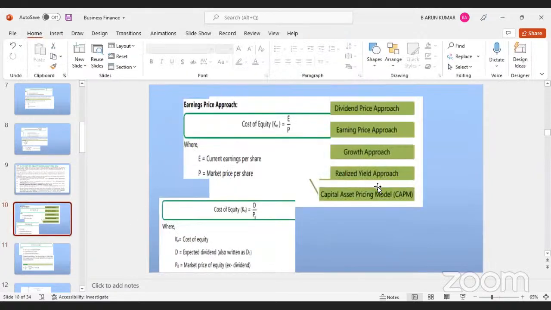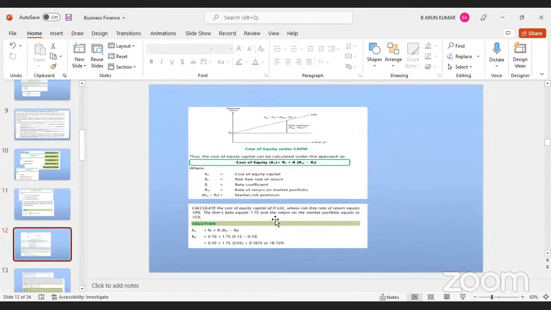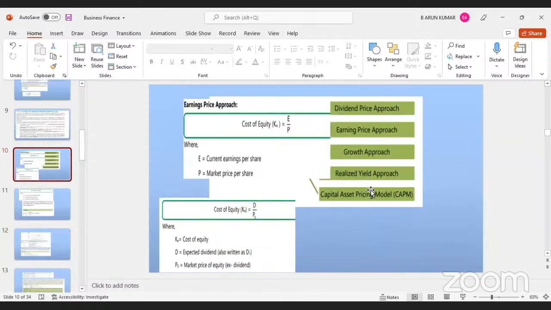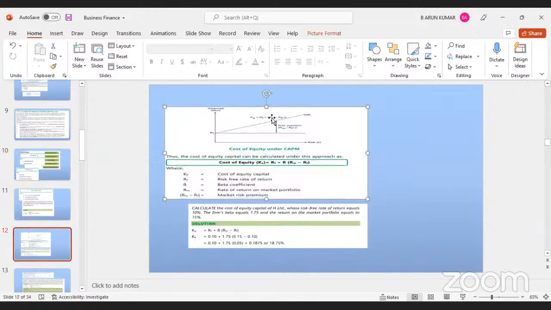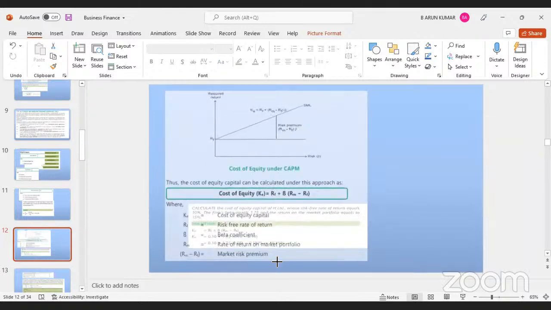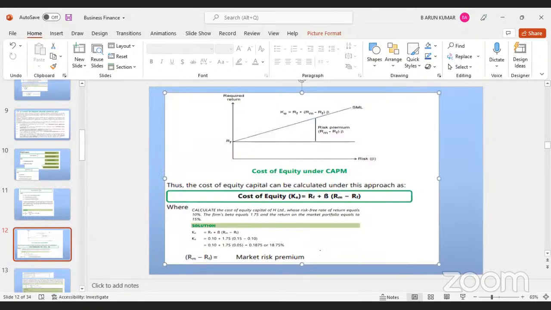And the next ones are the realized yield approach and the capital asset pricing model. The realized yield approach is not a very important topic. So coming to the next one, that is the capital asset pricing model. This is the cost of equity under the CAPM model. This is the important model.